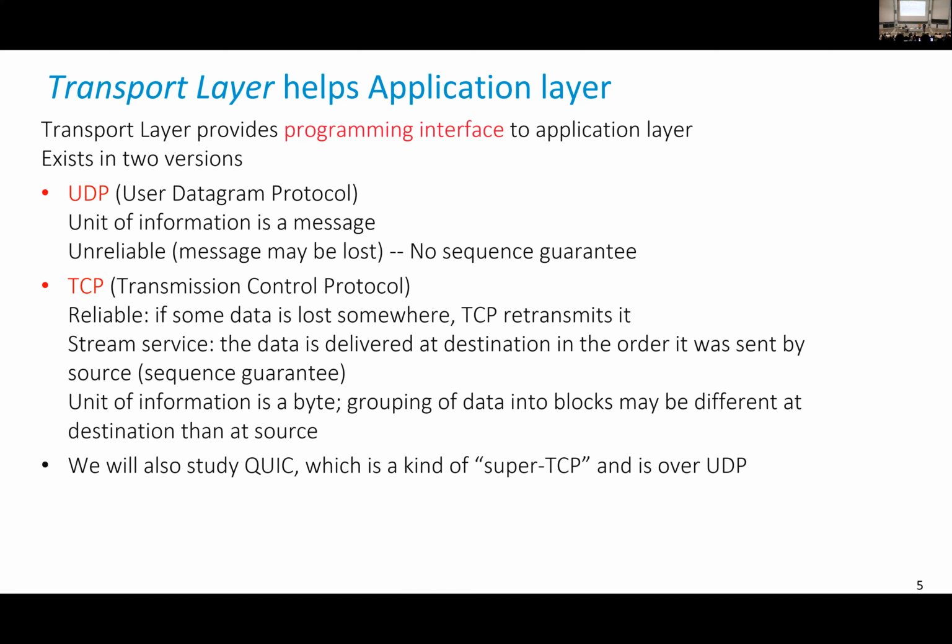UDP uses the concept of a message. So if I write some program and I call a UDP socket and I write into the UDP socket, send this message, I know that UDP will consider exactly this message, which seems obvious, right? But this is not what TCP does.